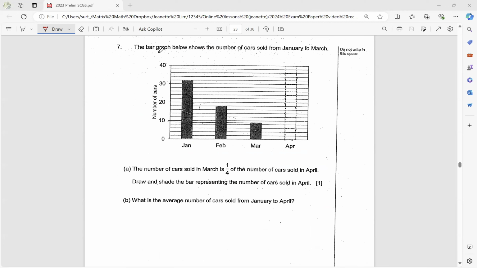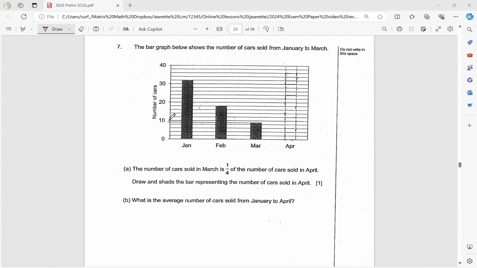Question 7. The bar graph below shows the number of cars sold from January to March. Number of cars sold in March is 1/4 the number of cars sold in April. Draw and shade the bar representing the number of cars sold in April. So if March is 1/4, means that April is 4 times. So let's count how many cars for each bar first.